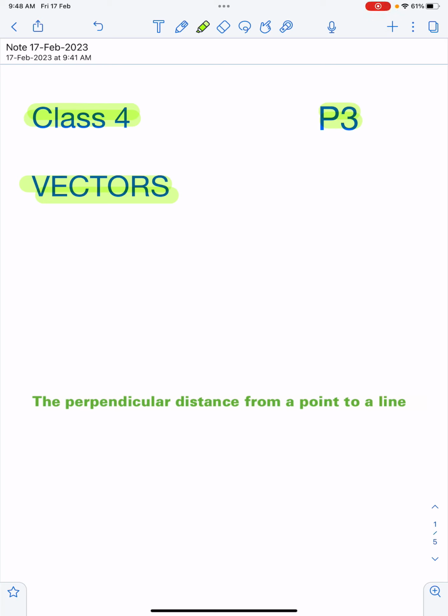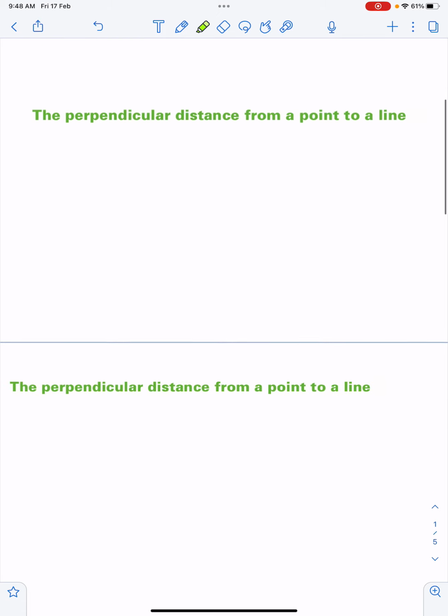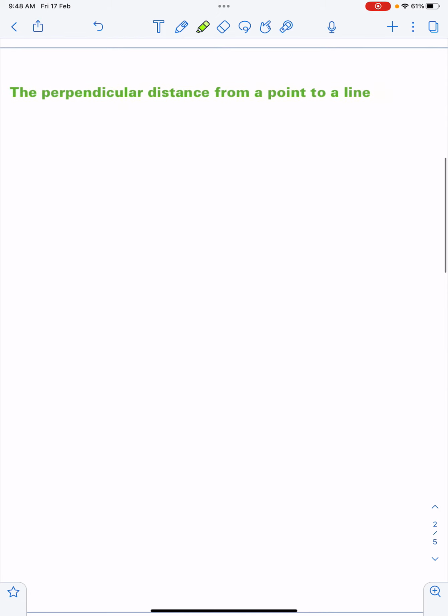Today we're going to learn how to find the perpendicular distance from a point to a line. Graphically, if this is a point and this is the line, and I want to find the perpendicular distance between the two, what method am I going to use? Perpendicular distance is the shortest distance possible from a point to a line.